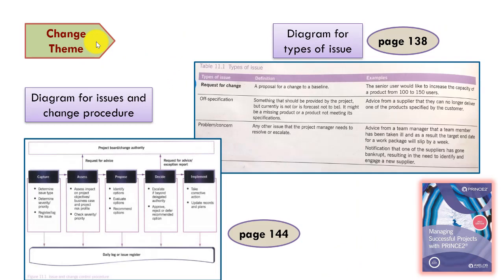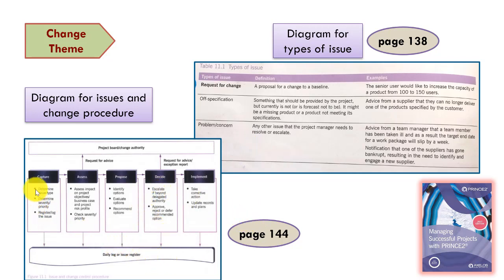Then on to the change theme. So first tab up page 138, which shows you the 3 different types of issues: request for change, off spec, and problem and concern. I would take a pen and just underneath this also write opportunity, because although the manual doesn't say so, and therefore you won't be examined on it, it is an option. You could have an opportunity, which is an issue because you're not taking advantage of it. It gives you the definition and some handy examples that you can compare to the scenario that you've been given within the question.